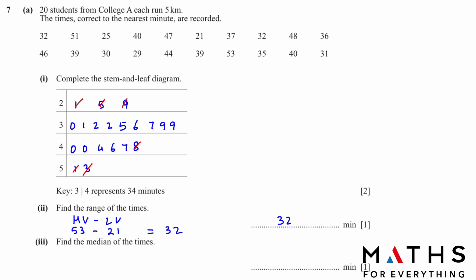We cancel 3, then 1 like this. And you will be left with 2 numbers, 7 and 9. So you have 37 and 39. Add them together and divide by 2. This will give us 38 as our median. Did you understand this?